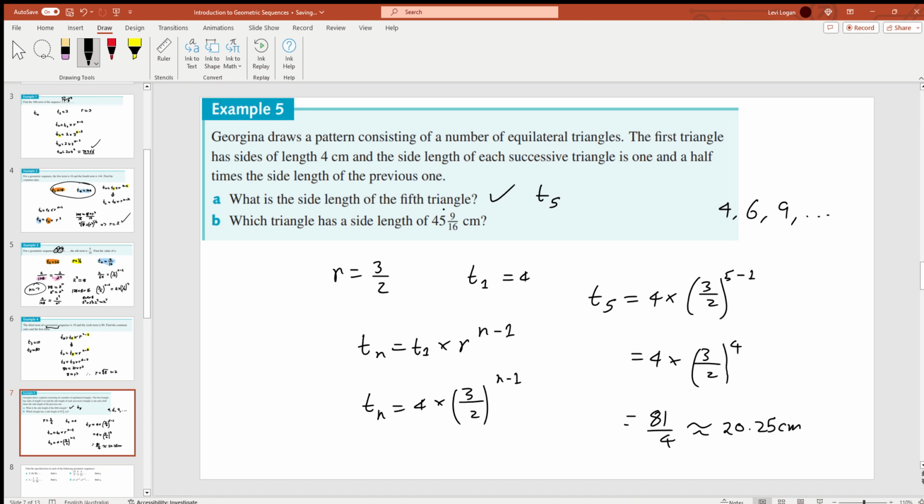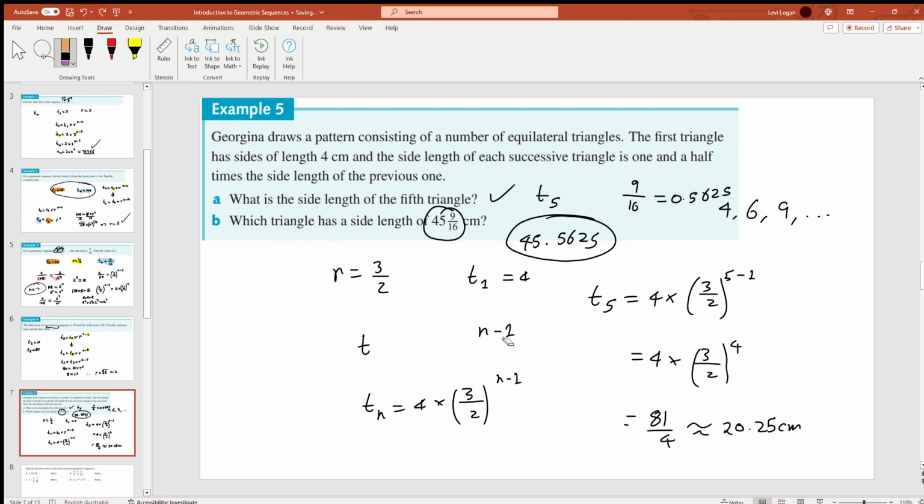Now part B is asking which triangle has a side length of this. They've given it as 45 and 9 over 16. What's that as a decimal? I just plugged 9 over 16 into my calculator and it gave me 0.5625. So that's where you get your 45.5625 from. Let's not rub that out. Let's rub this stuff out. Oh, actually no, we might need that. Rub this out, we don't need this anymore.